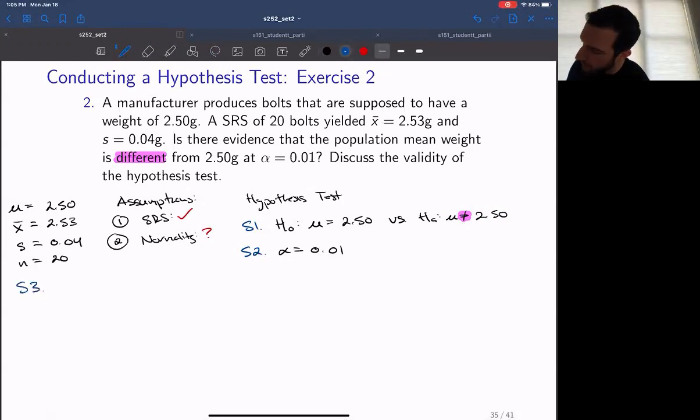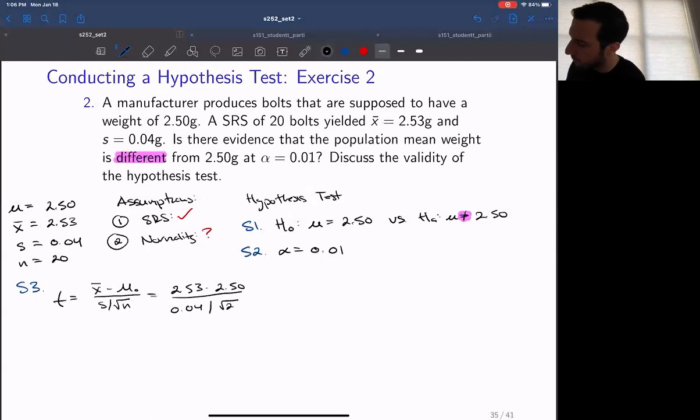And then on step 3, we compute our test statistic. So we're going to have T is X bar minus mu, well, I guess we can call this mu 0, divided by S over the square root of n. So this will be 2.53 minus 2.5 divided by 0.04 over the square root of 20. And that should give us roughly 3.354.